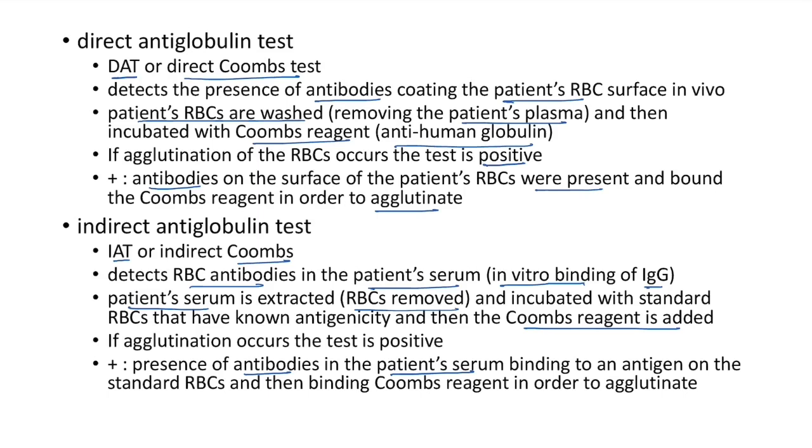Now, if you notice, there are quite a few differences between direct and indirect Coombs test. For example, direct Coombs test detects antibodies on the patient's RBCs, whereas indirect detects antibodies in the patient's serum. In direct Coombs test, the patient's RBCs are washed, that is we remove the patient's plasma, whereas in case of indirect, we remove the patient's RBCs.